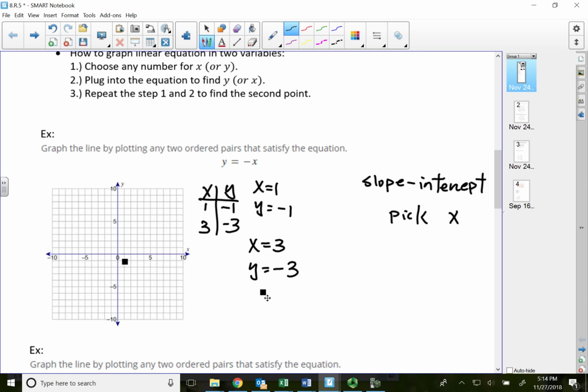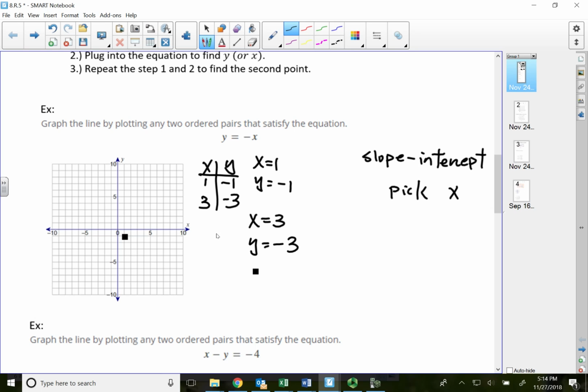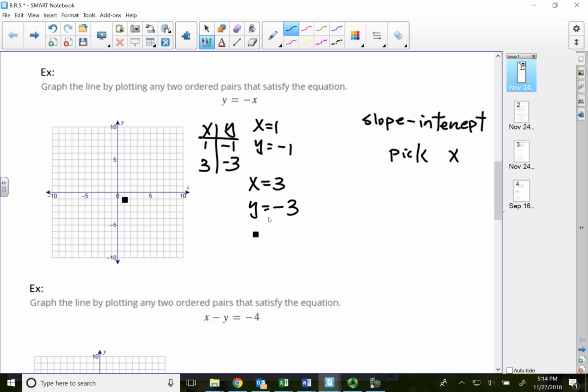Since I'm doing this by hand, I have to do it the same way every time, because I have to physically connect these 2 points. All right, now my second point, 3, -3: 1, 2, 3, down 3. So once you plot these 2 points, the computer automatically draws a line for you.